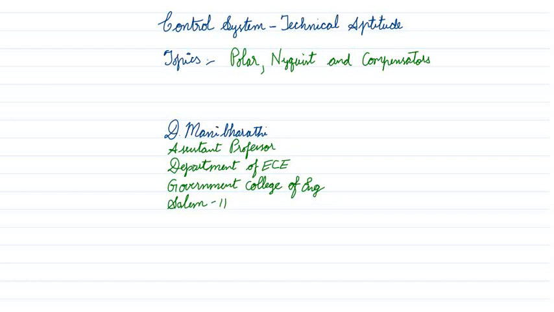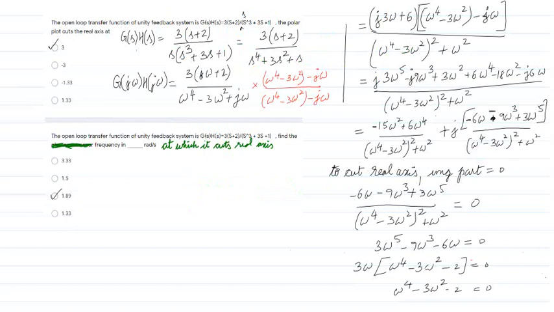Welcome to the lecture. The first problem, an open loop transfer function is given. That's your G(s)H(s). Okay, there is a correction in the question. Please note it down. In the denominator, I missed out an s term. So the actual question is 3(s+2) divided by s(s³+3s+1). The question is, find in the polar plot at what point it cuts the real axis. That is the question.